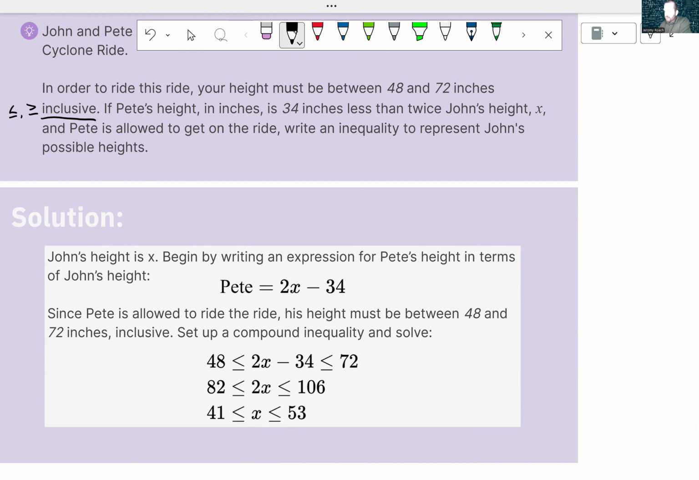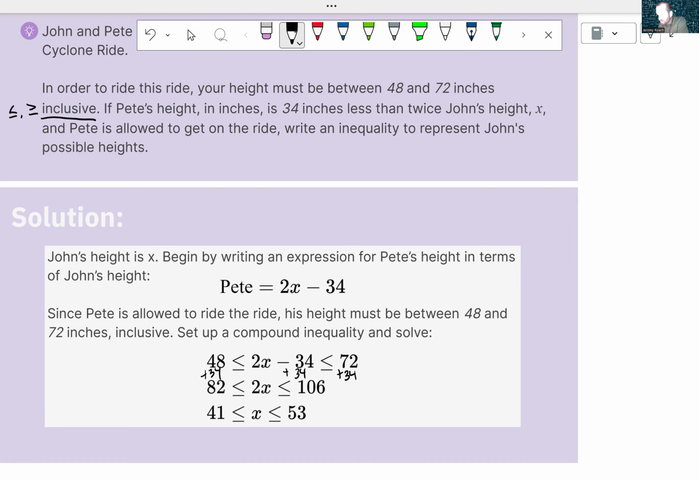So I think writing out the information is the most challenging part, figuring out what Pete's height is and then what this inequality is. We add 34 to all three sides and divide by 2 to all three sides. Don't have to change any signs because everything's a positive value. And we get x is between 41 and 53.